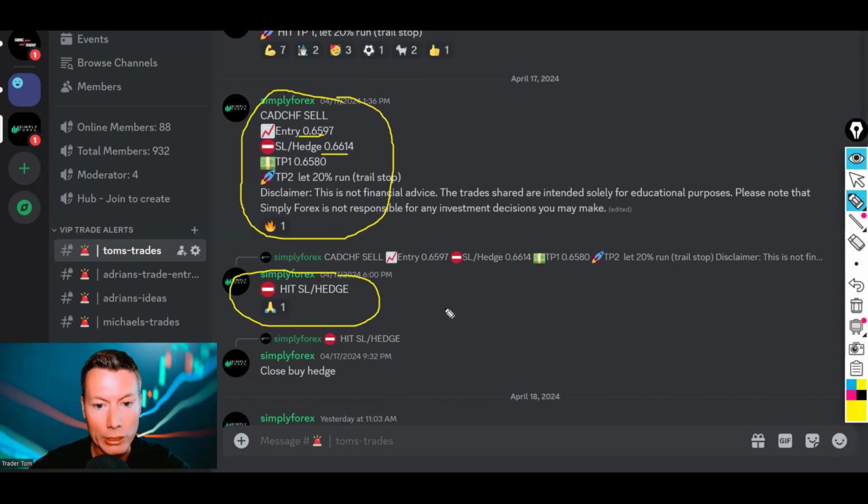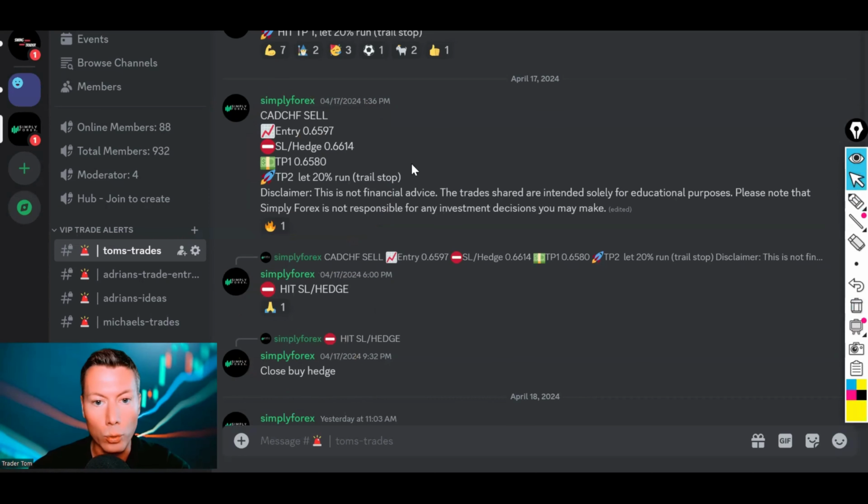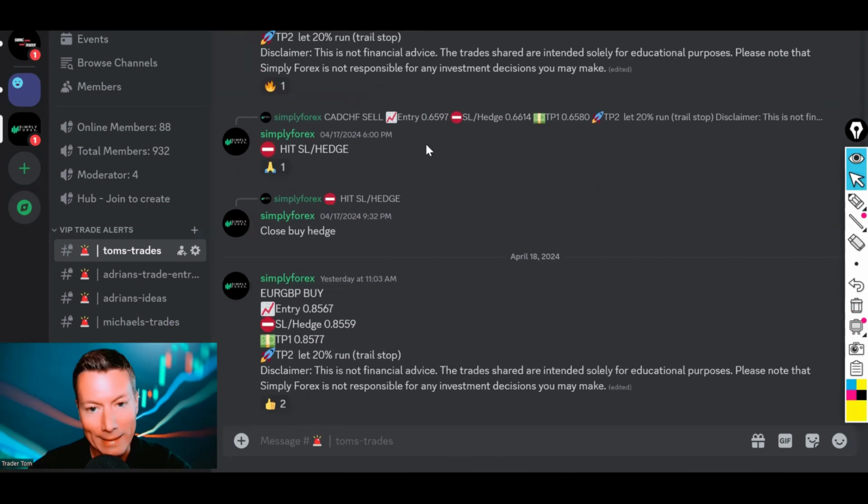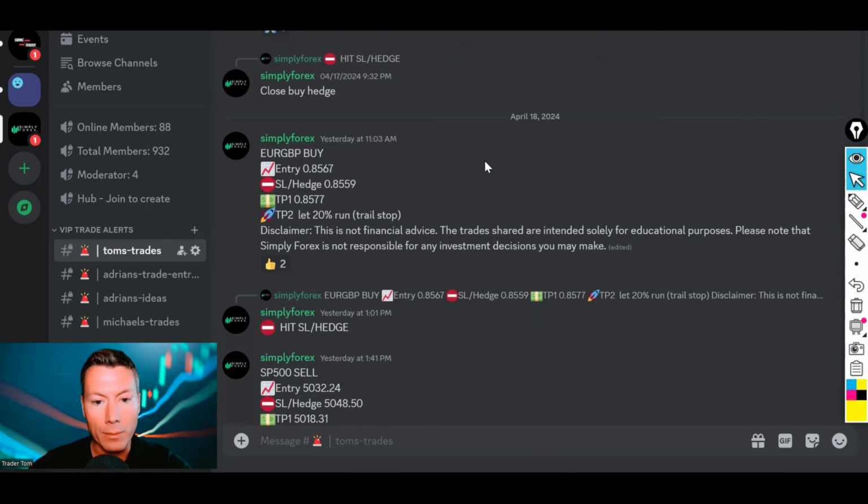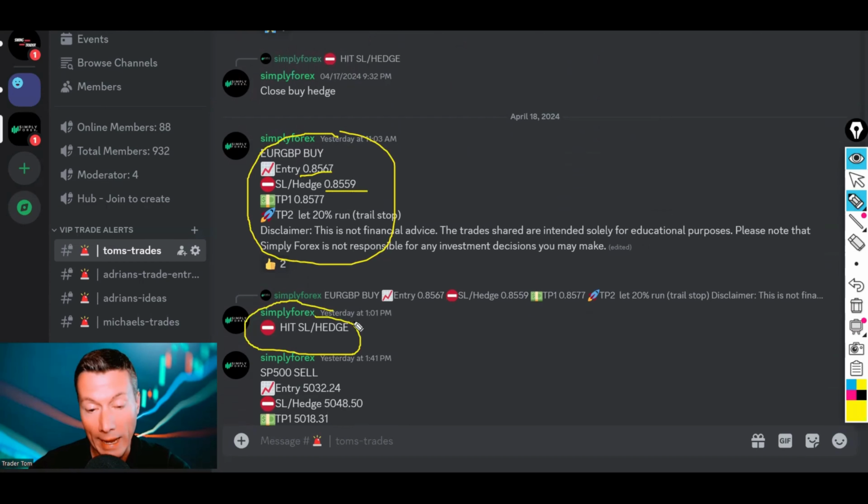We got hedged in that trade. I closed the hedge, etc. We're going to discuss all of that. That's more the bad and the ugly. And then we're also going to look at this trade as well, euro pound. Again, please check out entries, hedge positions. This also hit the hedge, and we're going to see how I've managed both of these trades. This is more of the good.